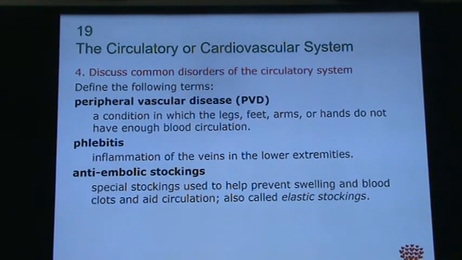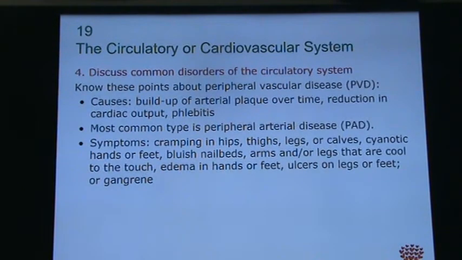So you could get a question on your GNA exam that says, which of the following would help a resident reduce swelling in the lower extremities? Lower extremity meaning the feet. So your answer, if you see elastic stockings in there, that will be your best answer. Okay. So we talked about peripheral vascular disease, PVD, and we said elastic stockings help to reduce that. Again, it's a buildup of arterial plaque over time, which then affects normal circulation.